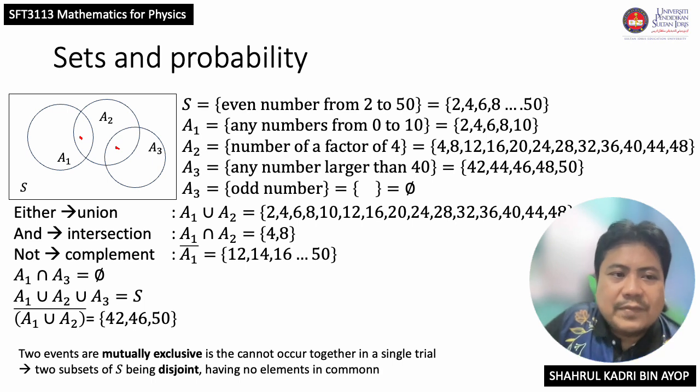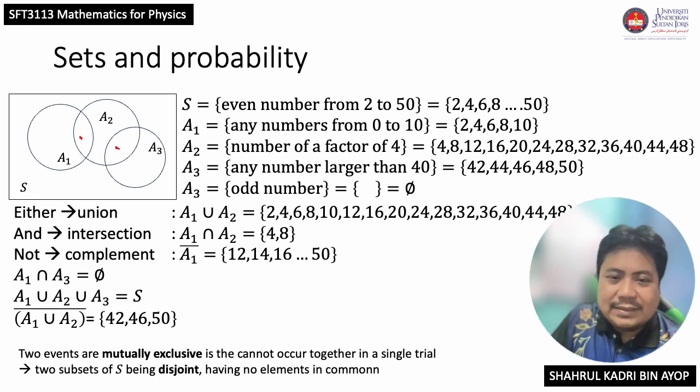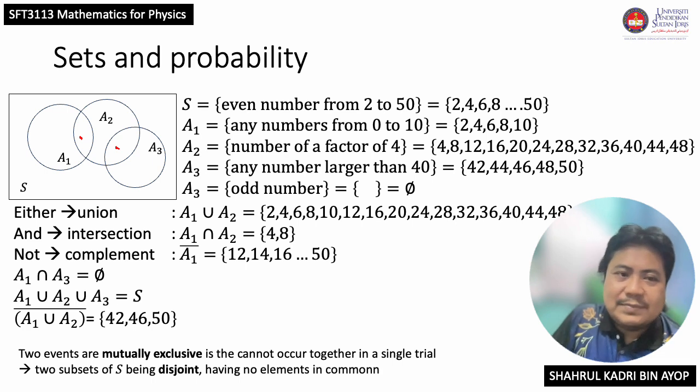Okay, so from here we can use the notation for sets. For example, A1 or A2 means elements in A1 and elements in A2, so it is what we call a union. Union of A1 and A2 has 2, 4, 6, 8 until 48. That means it is a combination of events A1 and A2. So it is a union operation.